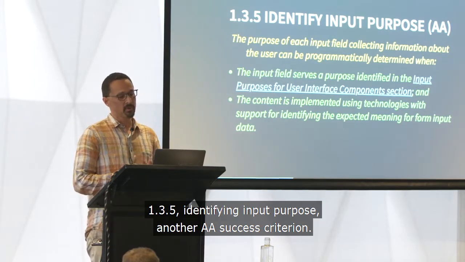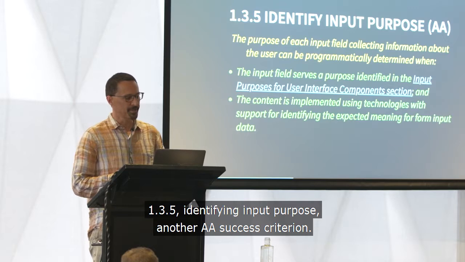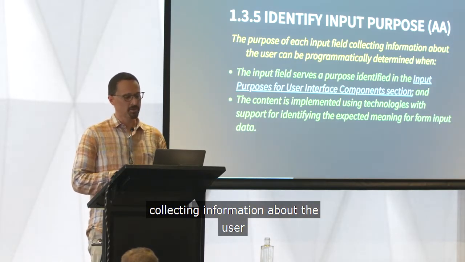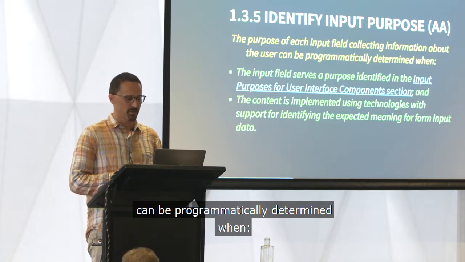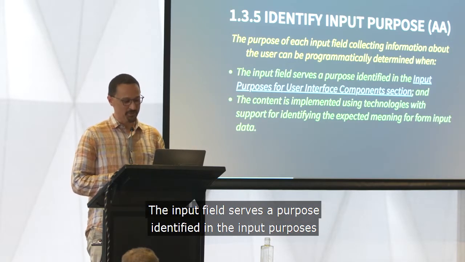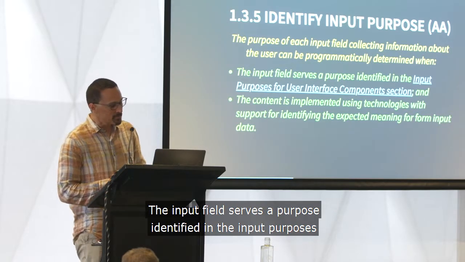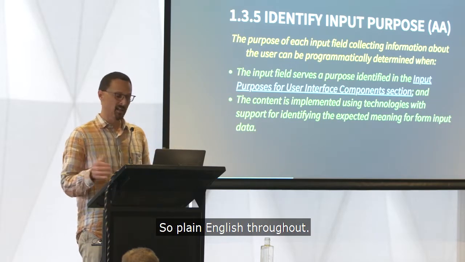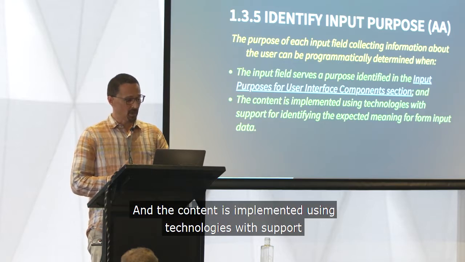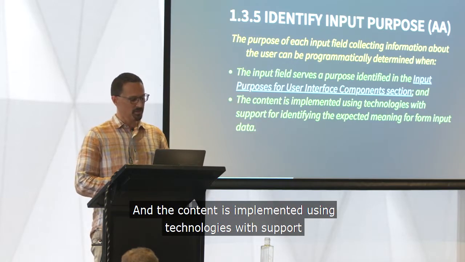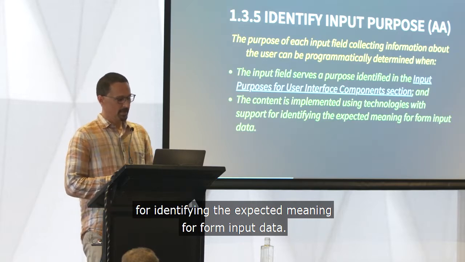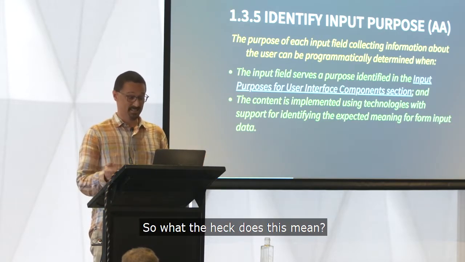135, identify input purpose, another AA success criterion. The purpose of each input field collecting information about the user can be programmatically determined when the input field serves a purpose identified in the input purposes for user interface components section, so plain English throughout, and the content is implemented using technologies with support for identifying the expected meaning for form input data. So what the heck does this mean?